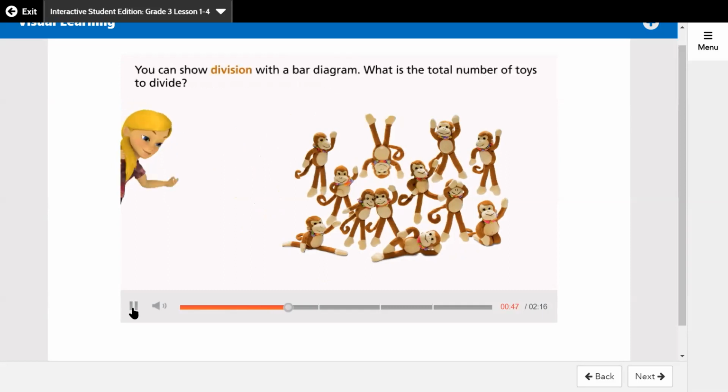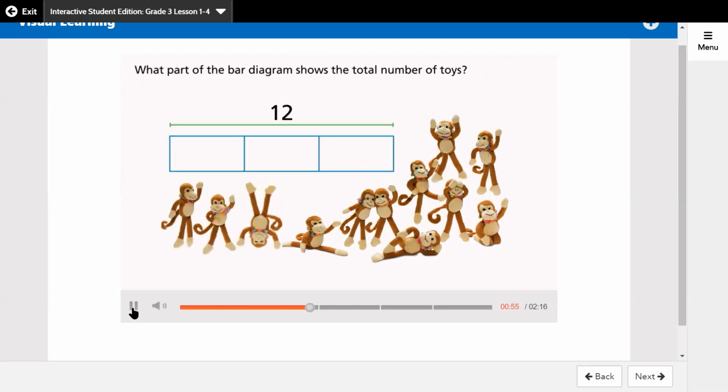You can show division with a bar diagram. What is the total number of toys to divide? What part of the bar diagram shows the total number of toys? Select your answer. Typically, it's always going to be at the top of your bar diagram because it's telling you, okay, overall, from the beginning to the end of all of them, there are a total of 12. The line above the bar shows the total.